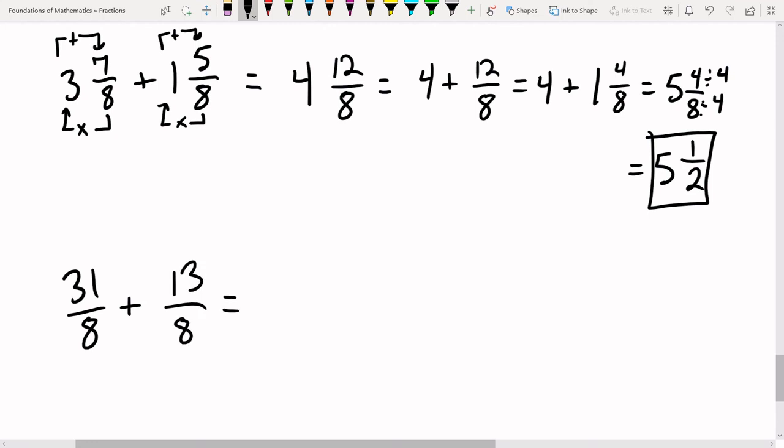Now these already have common denominators, so we can add the numerators. 31 plus 13 is 44. And we can reduce. We can reduce by 4 on top and bottom.